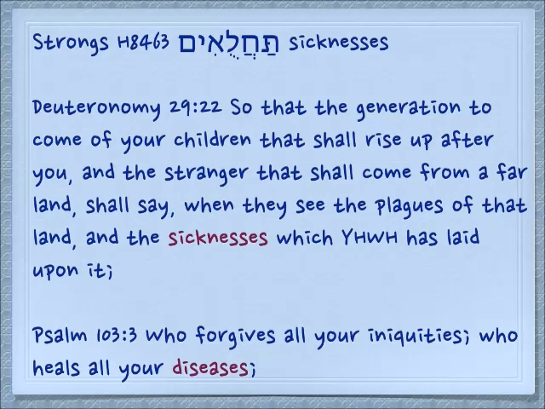Deuteronomy 29:22. So that the generation to come of your children that shall rise up after you, and the stranger that shall come from a far land, shall say, when they see the plagues of that land and the sicknesses which Jehovah has laid upon it, Psalm 103:3, who forgives all your iniquities, who heals all your diseases. So many times we see that people's sin is forgiven before they're healed. There's some relationship there, right?